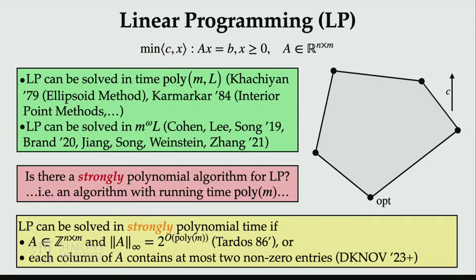And now the new result is that we can also solve in strongly polynomial time if every column contains at most 2 non-zeros. So actually it's vastly more general than what I had on the last slide, because it would apply not only to bipartite graphs, but to general graphs, and also not only for directed graphs, but also for undirected graphs. So that is the result.